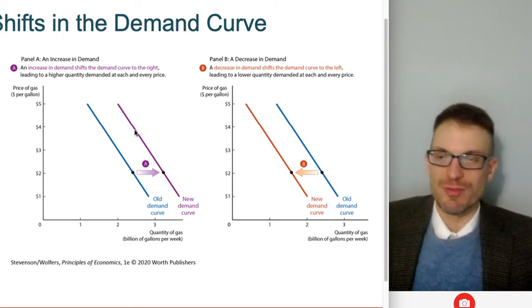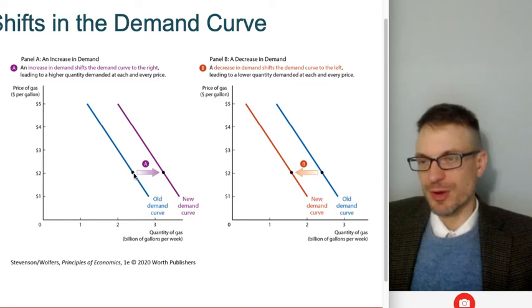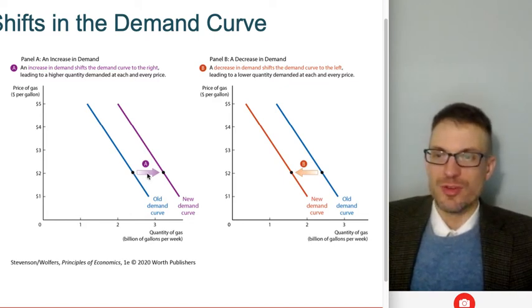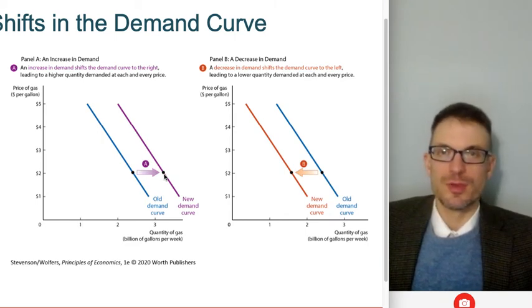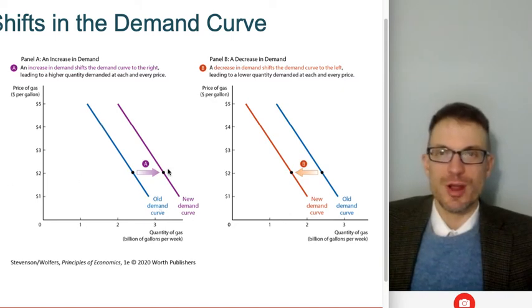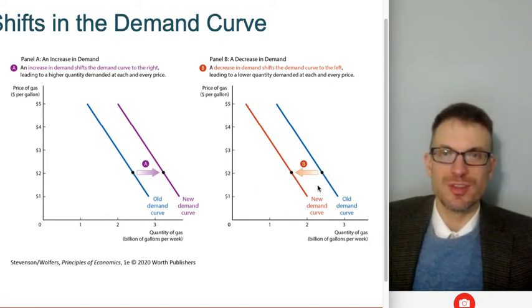1.75 and 2.75. Or let's look at this point. At $2, to me, that looks like about 2.4, 2.3, right? And then on the new demand curve, that looks like maybe 3.3 or 3.4. So basically, we're getting an increase in quantity at every single price with our increase in demand, and the reverse for a decrease in demand. We're going to get a smaller quantity at every single price.